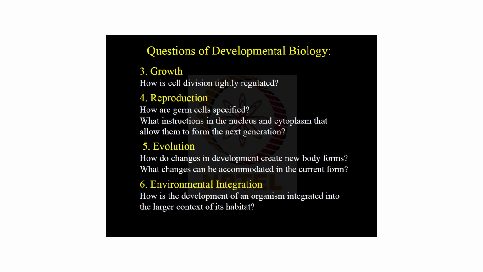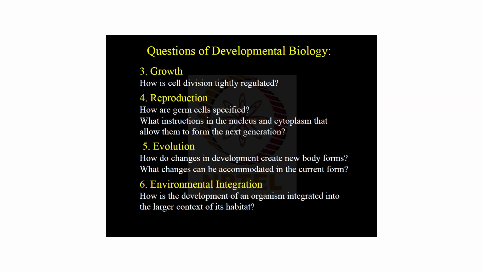So again, how is cell division tightly regulated in growth? Obviously it is not like every cell will grow in any way it wants. No, it can't happen. If it happens, then it can lead to many kinds of problems inside the organism. So it must be regulated in a particular way. And reproduction also: how the germ cells are specified, what instructions in the nucleus and cytoplasm allow them to form the next generation. So obviously, all of these questions of developmental biology will be answered throughout the course.